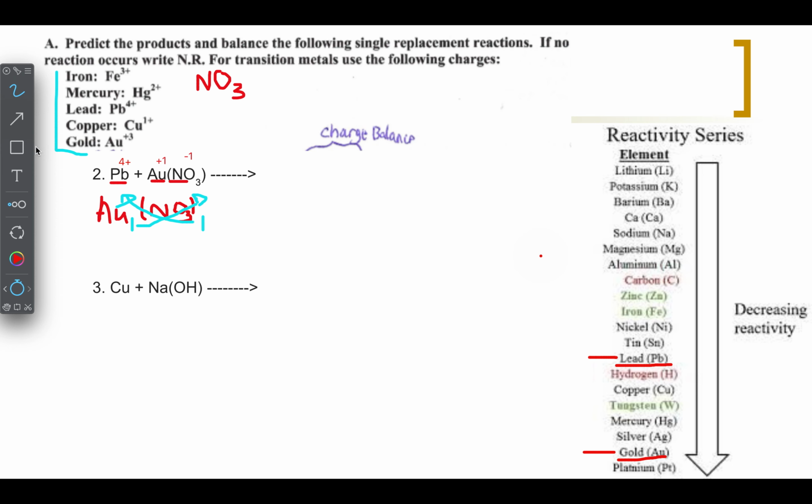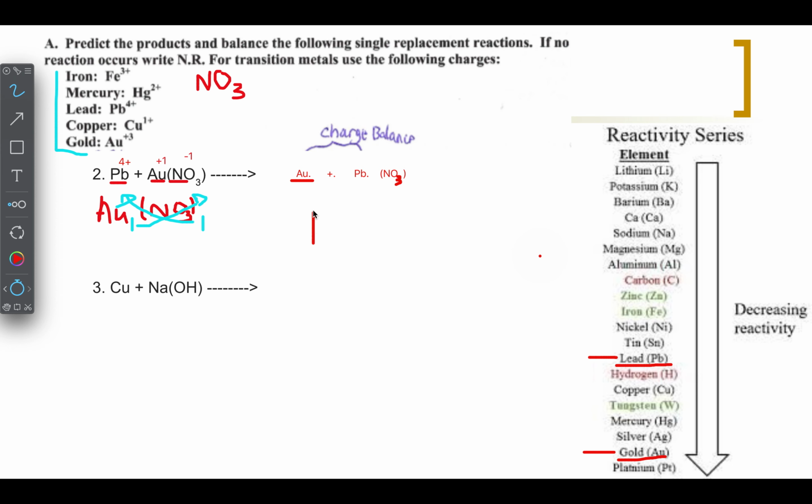So we're going to end up with gold all alone this time, and lead now is with nitrate. And I'm going to write in a tiny little 3 right there. Okay, so now we have to balance our charges. The single's totally fine. We don't have to worry about that because it's not in a compound. But over here, we do need to balance our charges.